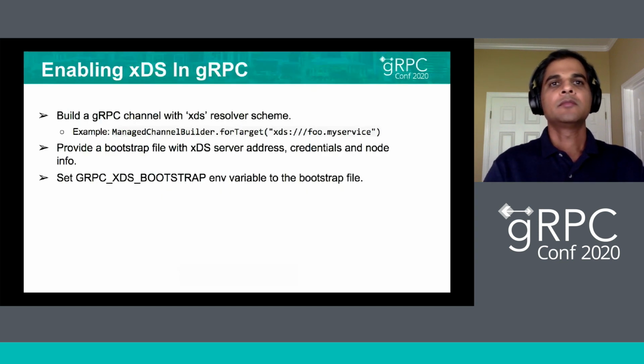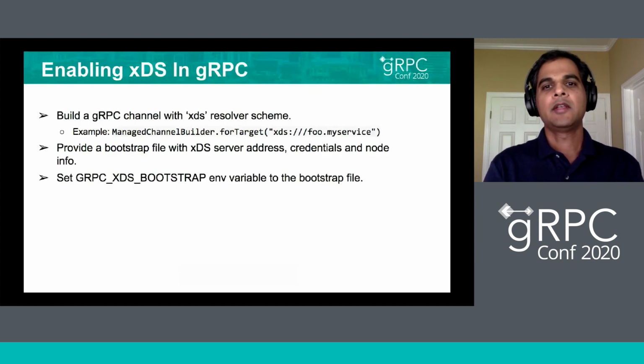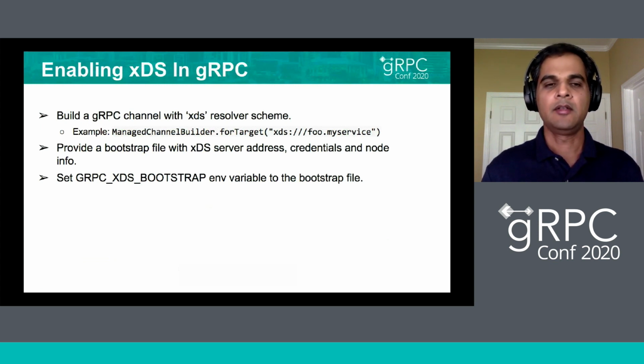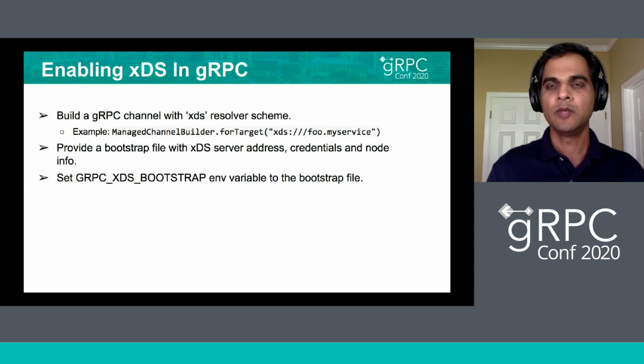Okay, so how do you enable XDS in your gRPC applications and go proxy-less? It is quite easy. Instead of using the default scheme when you create a channel, just use the new XDS scheme that tells the client channel to start an XDS resolver instead of a DNS resolver. Right? So in this example, you can see how the XDS scheme is used to connect to a service called foo.myservice.